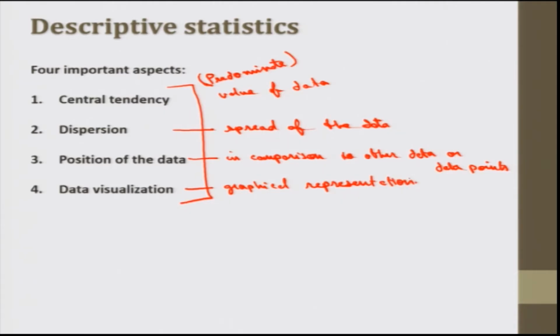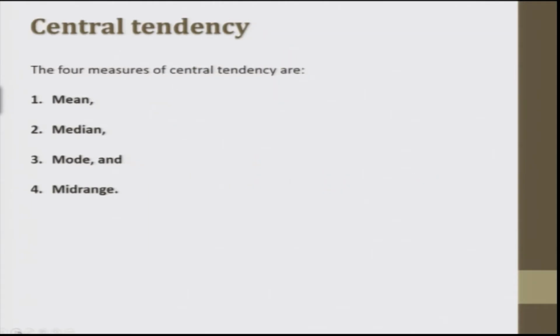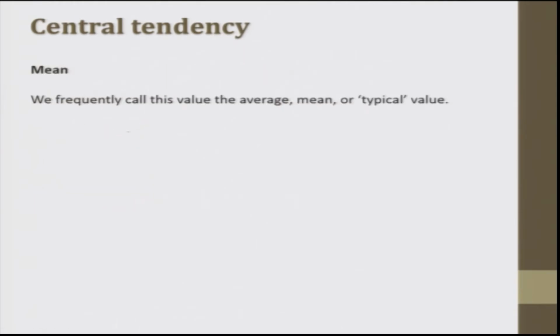So, let me start from the central tendency. There are 4 measures of central tendency, which are mean, median, mode and mid-range. Most of you must be knowing what is mean. We frequently call this value the average, mean, or the typical value that the data should attain. This value is the arithmetic mean, I would better put.